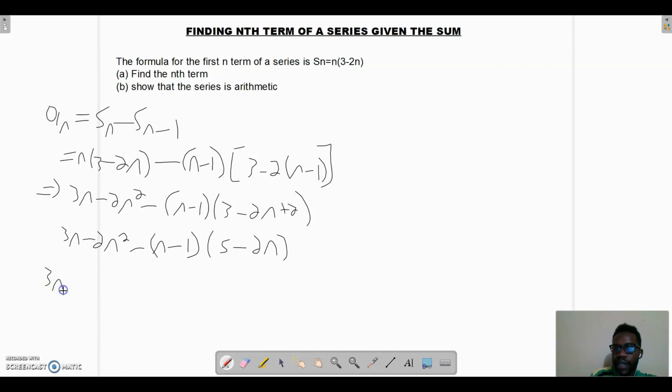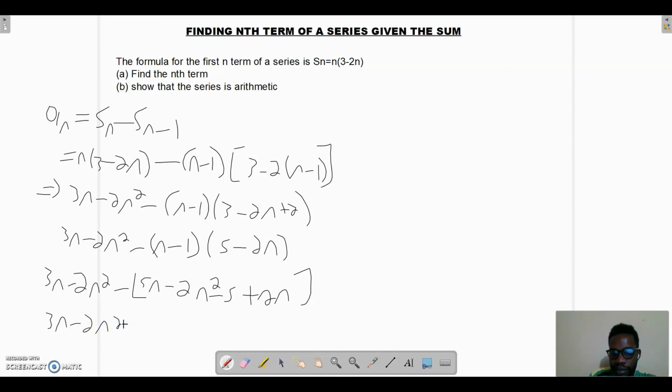So we have 3n minus 2n squared. When I expand the second part, I still have to keep it in a bracket because I'm subtracting everything. So I'm going to have 5n minus 2n squared minus 5 plus 2n. As you know, we look for like terms. So this is 3n minus 2n squared, and 5n plus 2n would give me 7n. The minus on the outside will change the sign of everything in the bracket. So I would have minus 7n plus 2n squared plus 5.